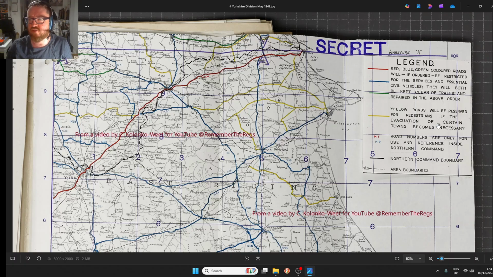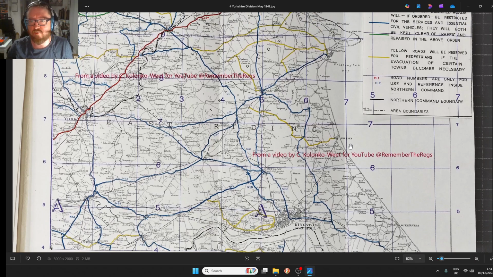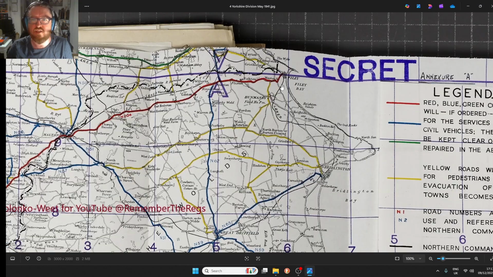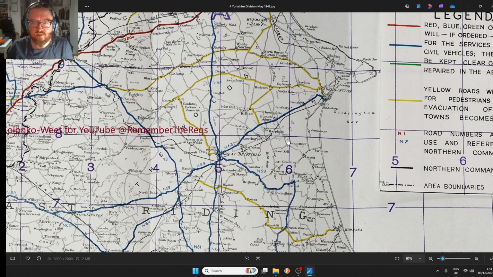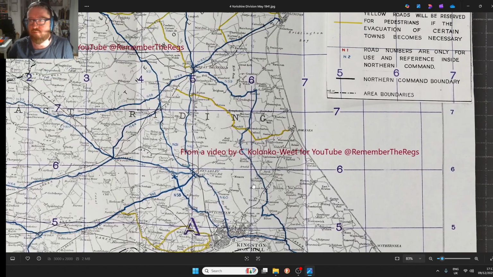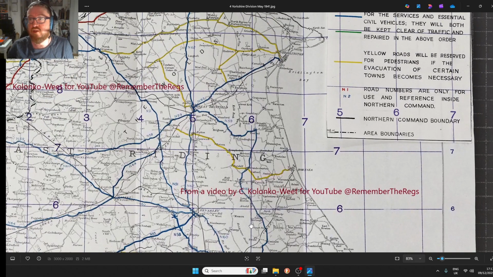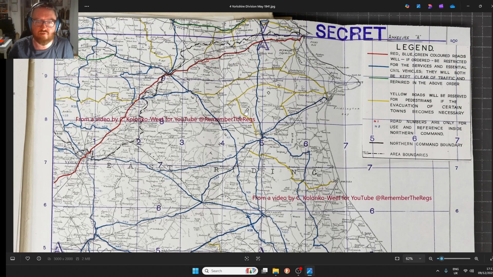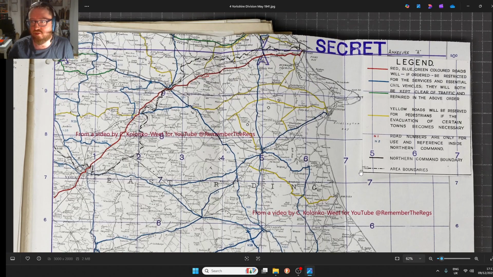Yellow roads will be reserved for pedestrians if evacuation of certain towns becomes necessary. So we can clearly see coastal towns such as Hornsea, Bridlington, Filey and all that have roads earmarked for them for civilian traffic to use or reserved for pedestrians to evacuate certain coastal towns, but most of the main roads are reserved for the use of the military.